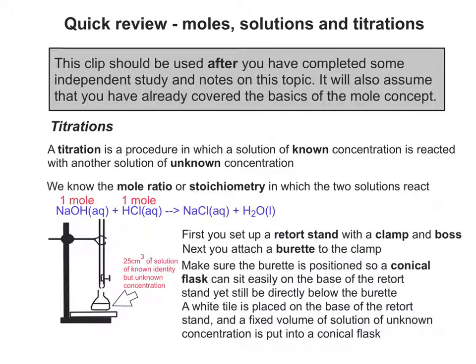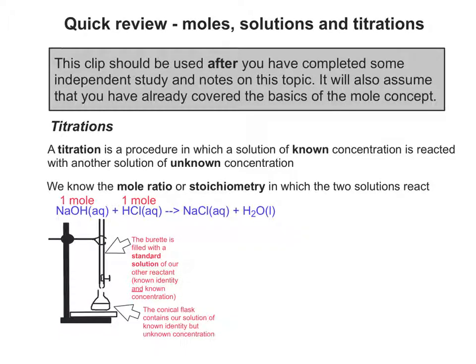So the solution, we know what it is. It'll be one of the two reactants that we've got in our equation, but we won't know its concentration. So we then fill the burette with our standard solution. It'll be our other reactant, so known identity and known concentration. So now we have our two reactants ready to titrate.